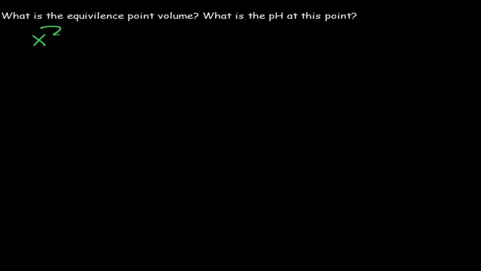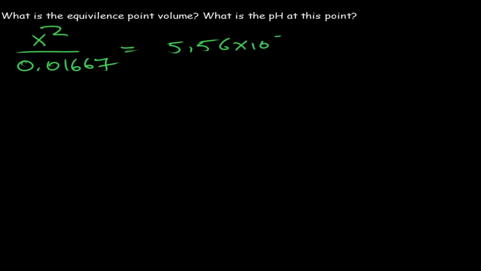So using the approximation method, X squared over 0.01667 should be equal to 5.56 times 10 to the negative 10. If we solve for X, we get X equal to 3.04 times 10 to the negative 6. So let's check if this works.